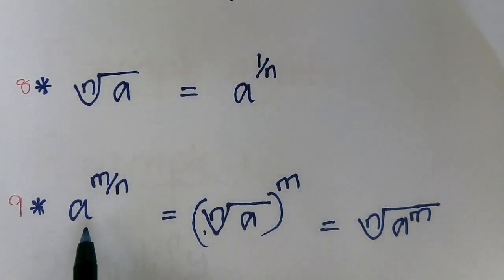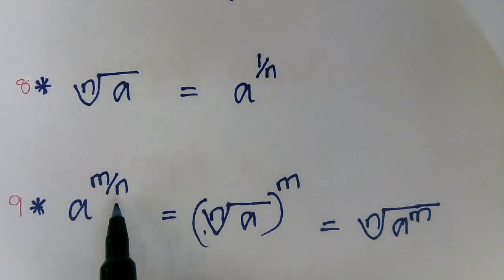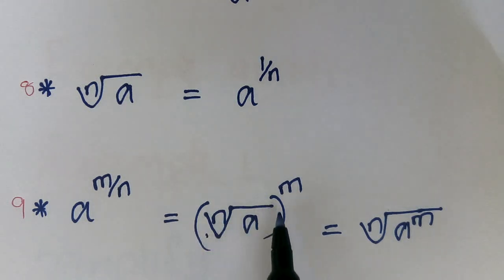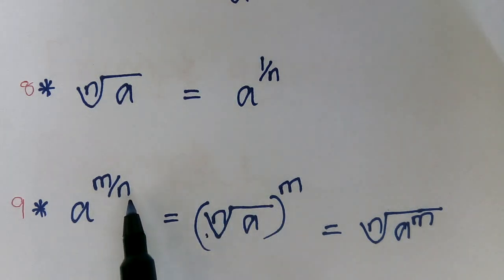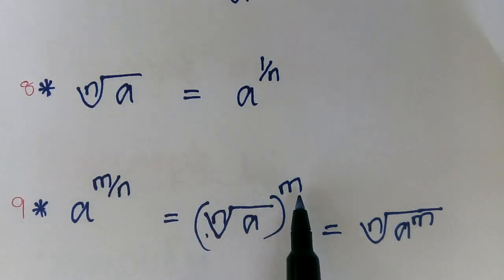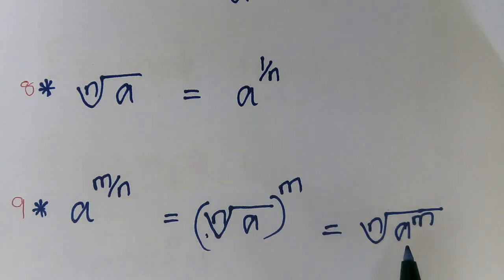Ninth one, a to the power m by n. Here a is the base, m by n is the exponent. The exponent is like a fraction. m is the numerator and n is the denominator. Now we'll check the law. a to the power m by n is equal to nth root of a whole to the power m. The denominator goes inside the root and the numerator becomes the exponent, which is equal to nth root of a to the power m. So a to the power m by n is equal to nth root of a to the power m.